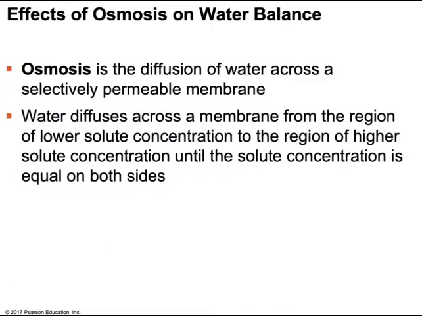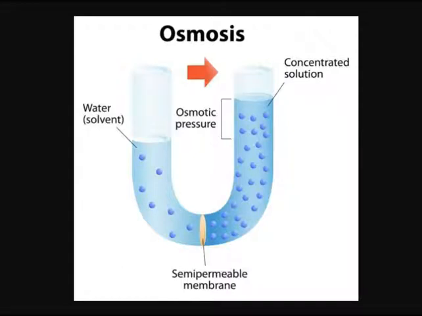In the last example, we saw the diffusion of solutes down their concentration gradient. Water can also diffuse across a selectively permeable membrane. This has a special term called osmosis. Pay very close attention to this explanation. Water diffuses across a membrane from an area of lower solute concentration to a region of higher solute concentration until the solute concentration is equal on both sides.